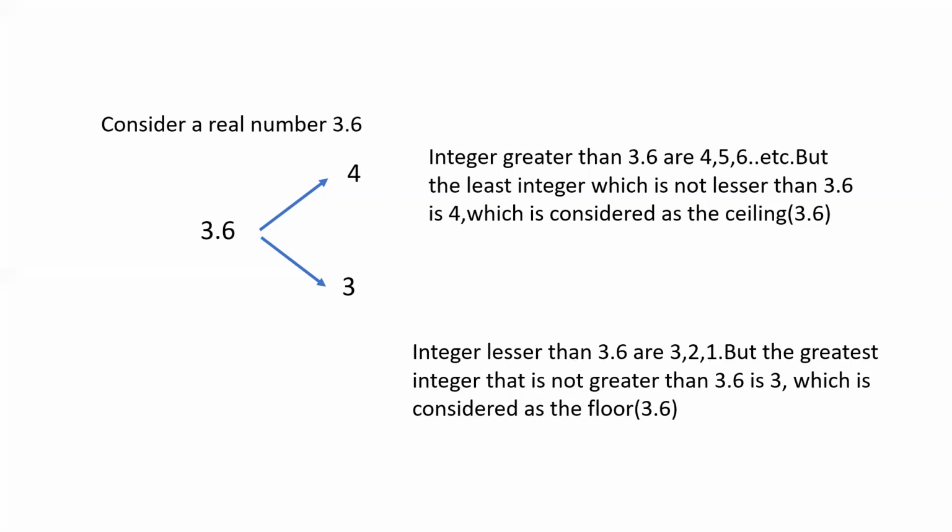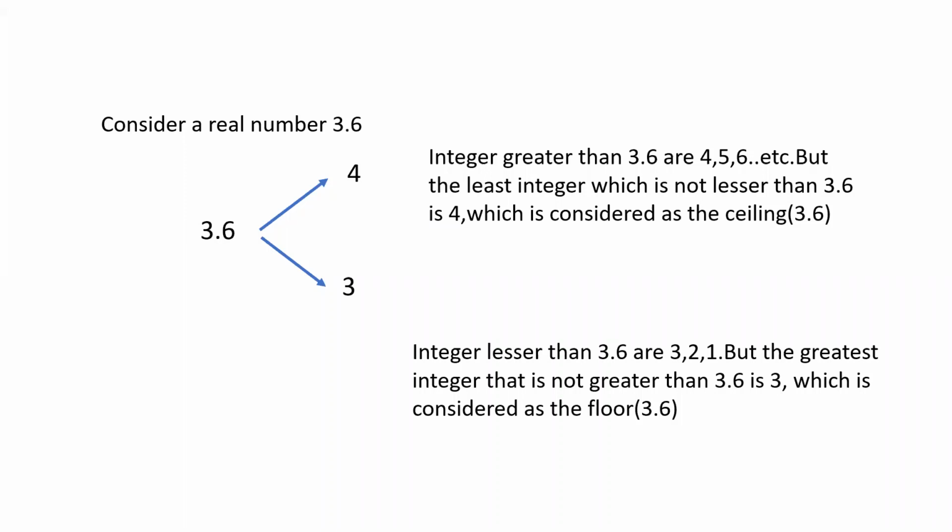Now the next step is to find the greatest integer among these. 3, 2, 1 are the integers which are lesser than 3.6. You know that 3 is the greatest among 3, 2, 1, right? So the floor is the greatest integer which is lesser than 3.6.